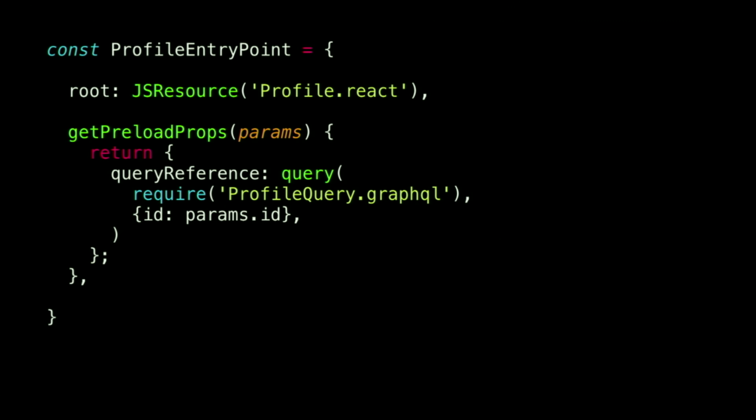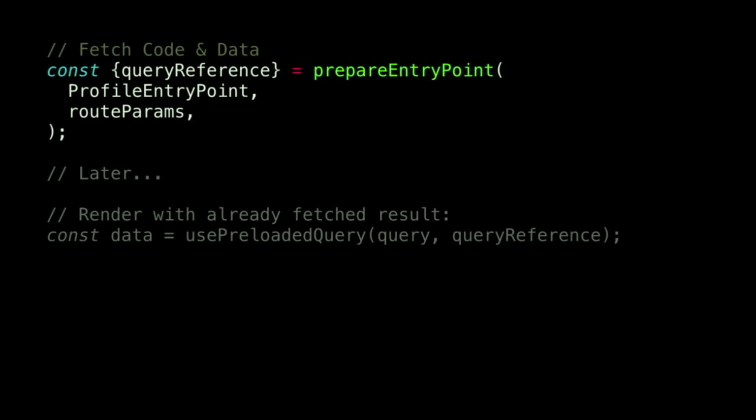So don't worry if you don't follow this exact API. It's more about the idea of the pattern. So given this definition of the code for a view and the data that it needs, and the actual parameters, we can pass that to the prepareEntryPoint function, which actually downloads the code, downloads the data, and then we can start rendering. And take that query reference, pass it to usePreloadedQuery, and render the UI.